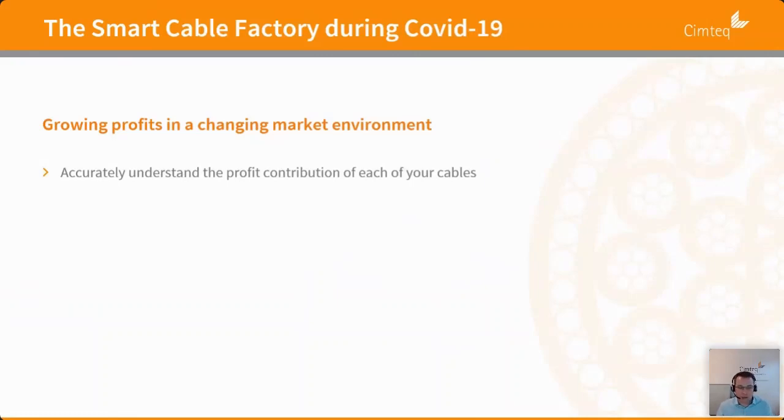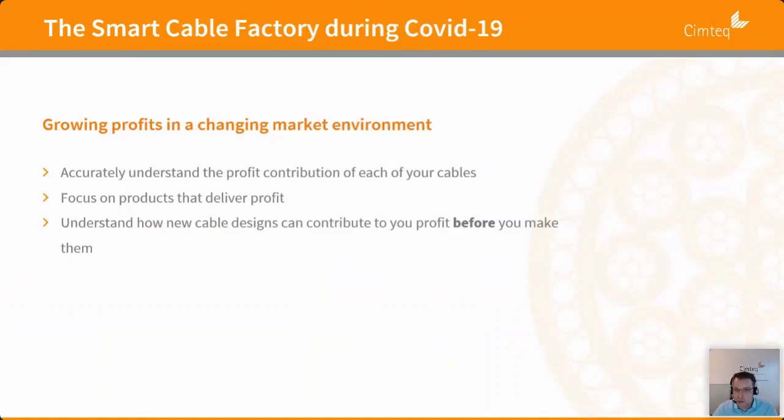How can we accurately understand which products contribute the most profit to the company and which don't, so that you can focus on the products that deliver profit? Or if you say, okay, we need to react, we need to go into new markets now that are less impacted, you do want to be able to understand the impact of this new market, of the new designs, of the new cables before you make them. In an early planning stage, you want to see the impact. You want to see how it impacts your manufacturing, how it impacts your profitability.